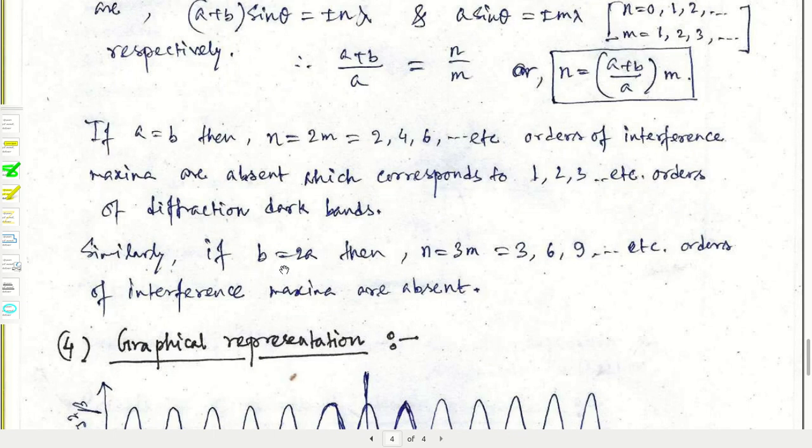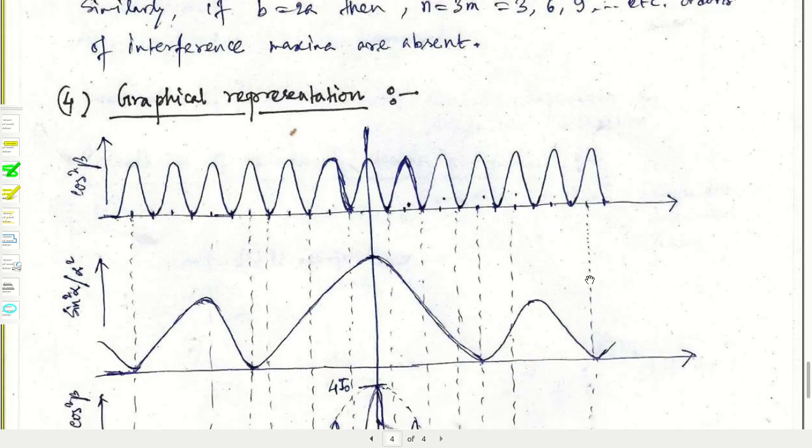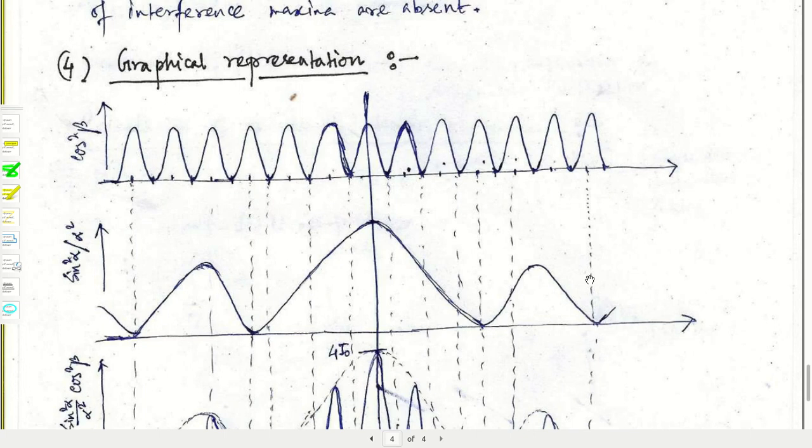And if you take b is equal to twice a, then you will get n is equal to 3m. So third, sixth, ninth interference maxima will be absent from your spectra. Okay, so these are very valuable points, and let us take a look at the graphical representation.